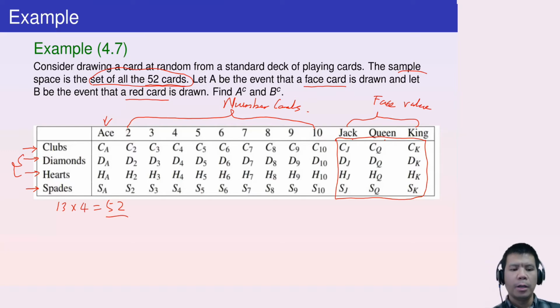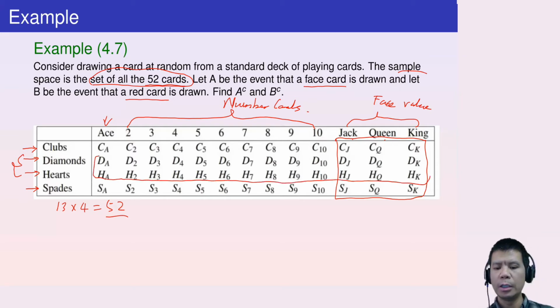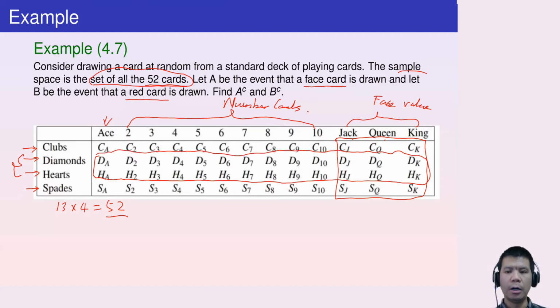In other words, B is the event that consists of all these diamonds and hearts. Now we want to find the complement of A. So what is A complement? That is not A. Not A means not a face card. So we can write everything in the deck that is not a face card.